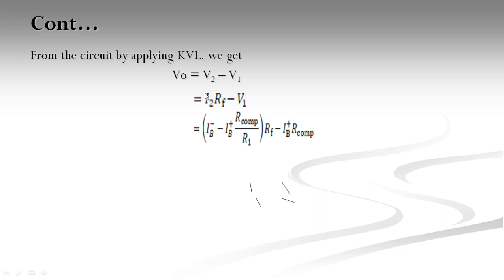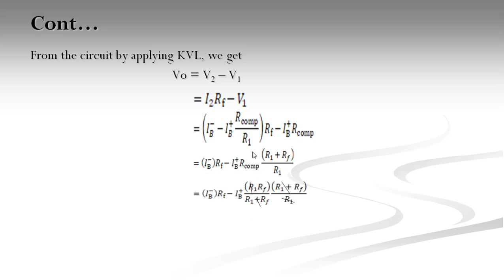I2, from the equation 4, we got I2 is equal to IB minus minus IB plus into R compensated by R1, into RF minus V1. From the equation number 1 we got IB plus into R compensation. So from these two equations I'm going to take IB plus into R compensation commonly outside. So what I'll get is R1 RF plus 1 divided by R1. Okay, 1 plus RF by R1 I'll get. If I substitute that one, I'll get R1 plus RF by R1.